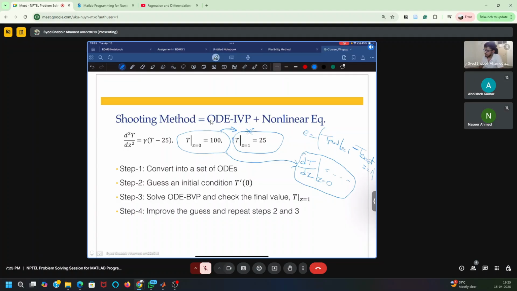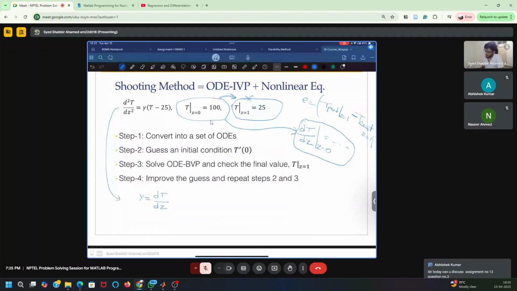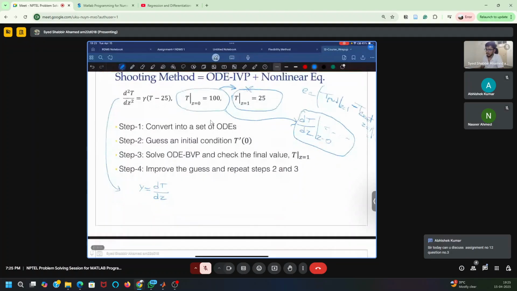So as we know, we convert this into two. We convert this into two. We can take this, and write y equals dt by dz.